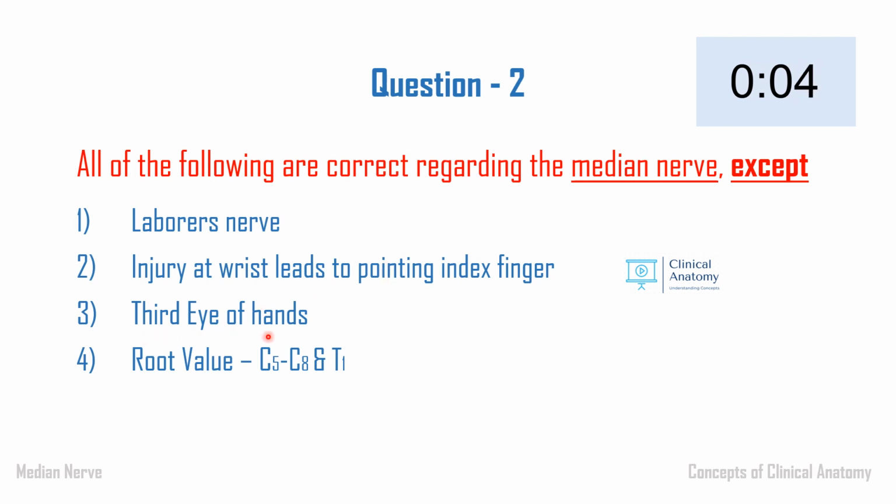Third eye of hand, we all know this: the median nerve supplies the fingertips of the lateral three fingers, which is helpful for feeling any object, like stereognosis, so it is considered the third eye of the hand. And from its formation we know it includes all the roots, that is, from C5 to T1. So all these are right except the second. Injury at the level of mid forearm leads to the pointing index finger, not at the level of wrist.